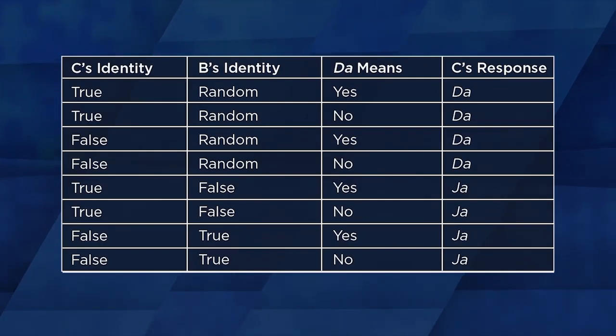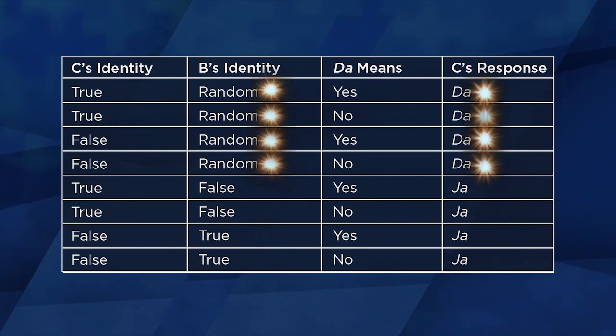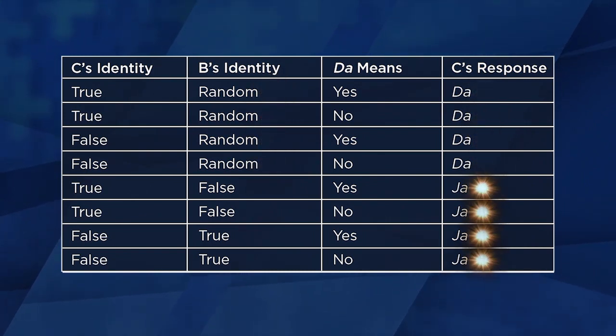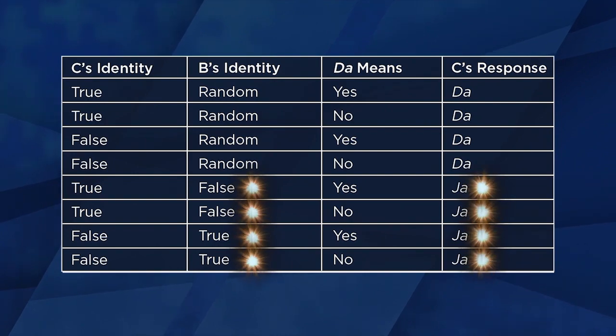Now, I remember once spending the better part of an afternoon working through all these cases. If you have the patience for it, there's something truly beautiful about how everything works out just right. What matters for us, though, is that final column. A response of da tells us that B is random, and a response of ja tells us that B is not random. It's like a magic trick.